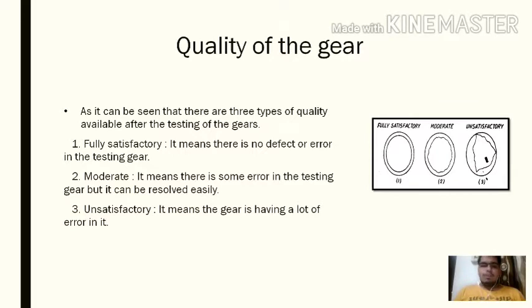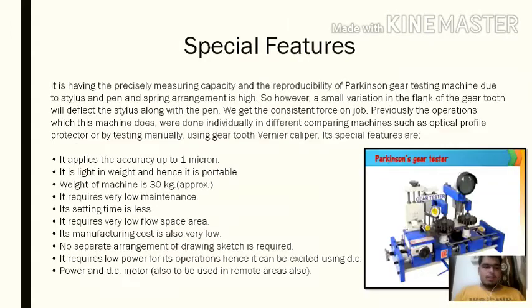Let's now move on to some of the special features of the Parkinson gear tester so that we can know how it is different from the others. It has precise measuring capacity and reproducibility, and due to the stylus, pen and spring arrangement it is highly sensitive. Even a small variation in the flank of the gear tooth will deflect the stylus along with the pen. We get a consistent force on the job.